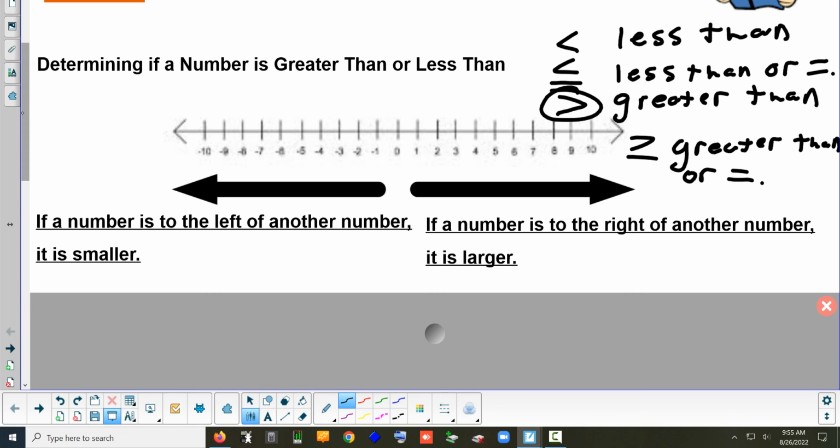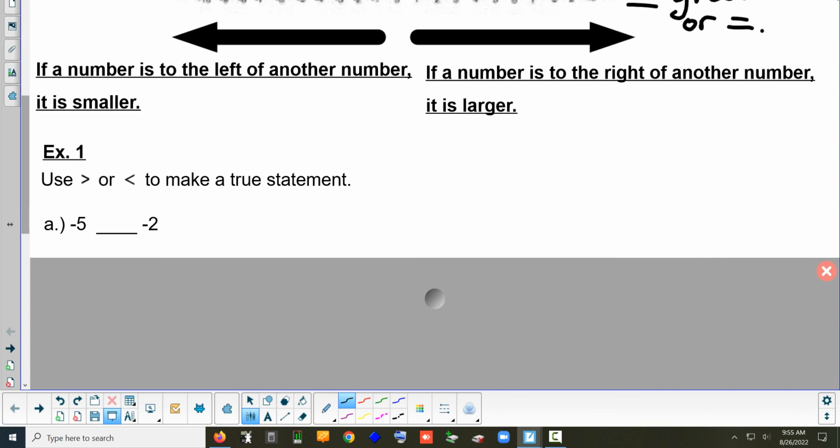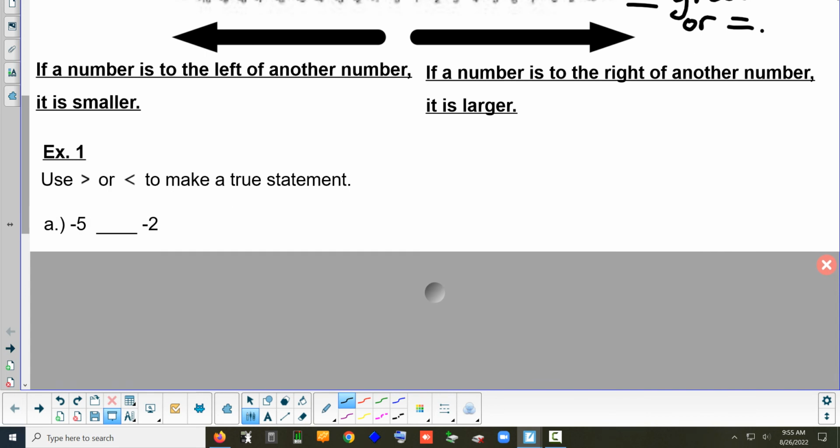All right, so we're going to look at some examples and figure out if a number is less than or greater than, so we're going to use one of these two symbols. Let's start with that. On your notes, did I write down the numbers? Okay, so you need to write down -5 and -2. And I want to fill in one of those two symbols. Is -5 greater than -2, or is -5 less than?